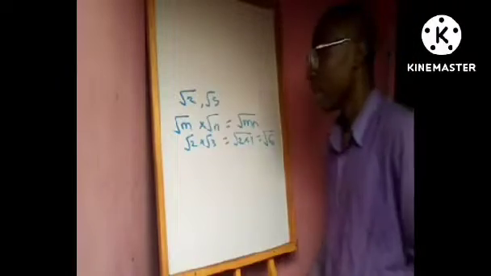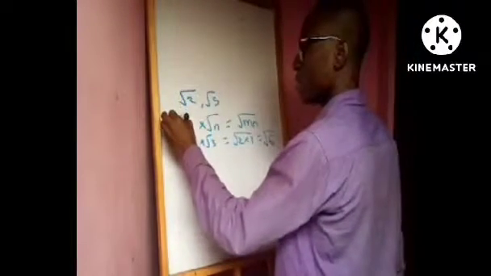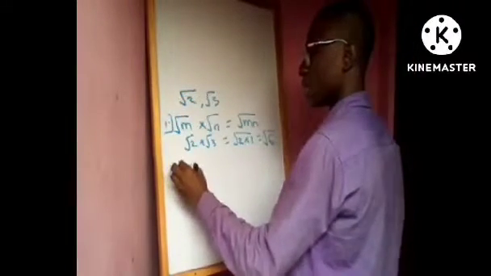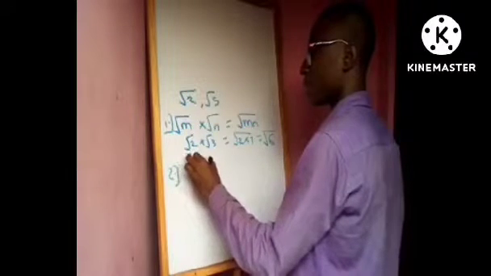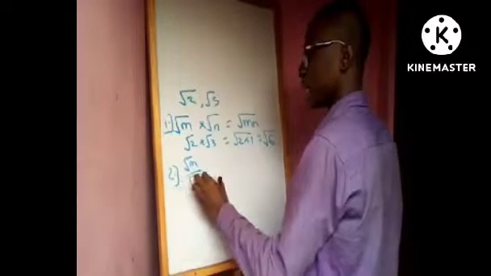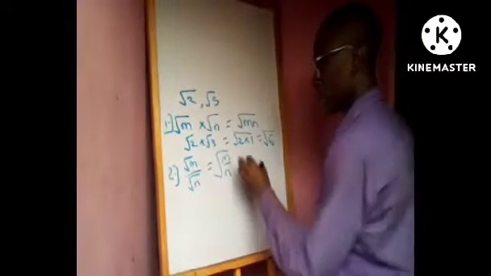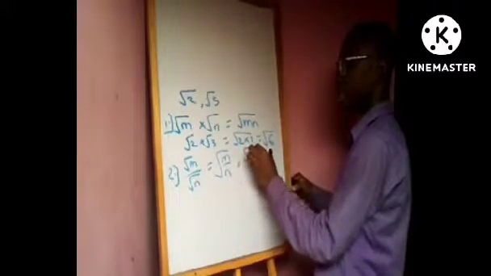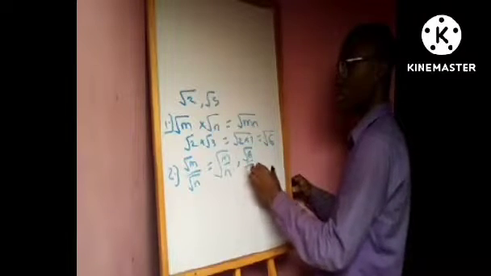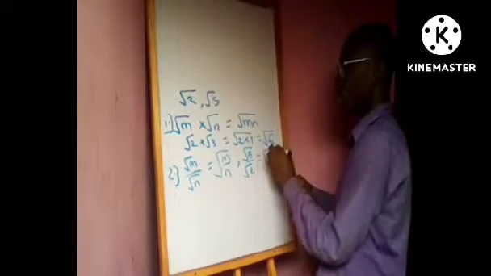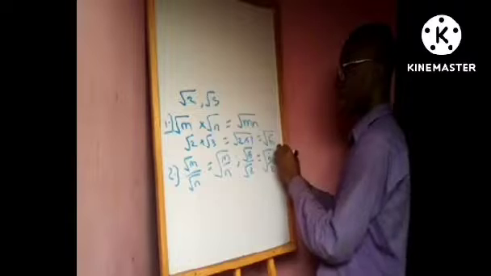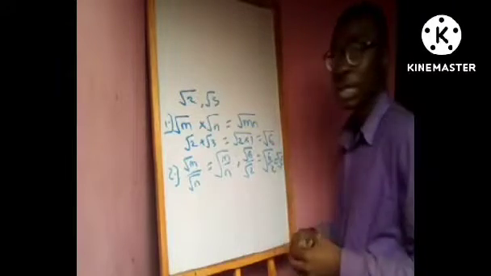The second basic law of surds says that root m divided by root n is equal to root m over n. Let me give an example. Root 6 divided by root 2 will be equal to what? Root 6 divided by 2, that's root 3. So those are the two basic laws of surds.